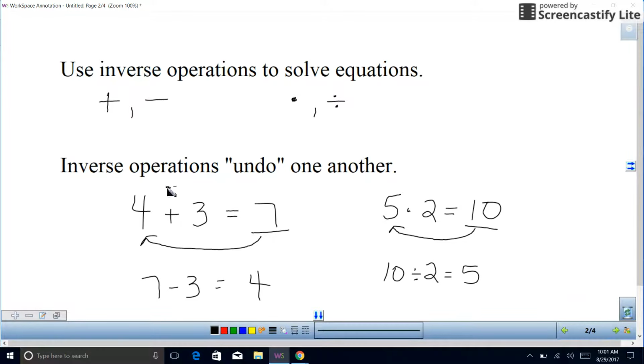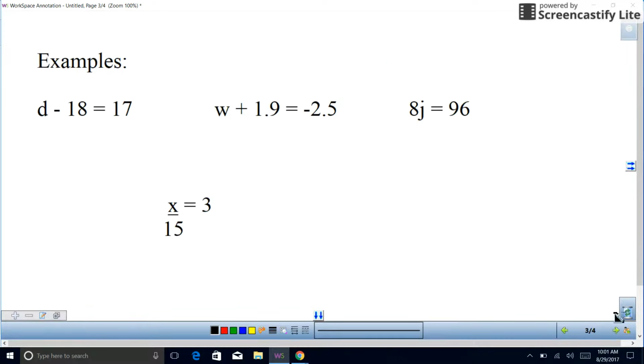Okay, so I would write these down: addition and subtraction are inverses, and multiplication and division are inverses. We're going to get straight into working some examples. All right, so I have 4 examples right here, just basic one-step equations. So let's look right here at the first one.